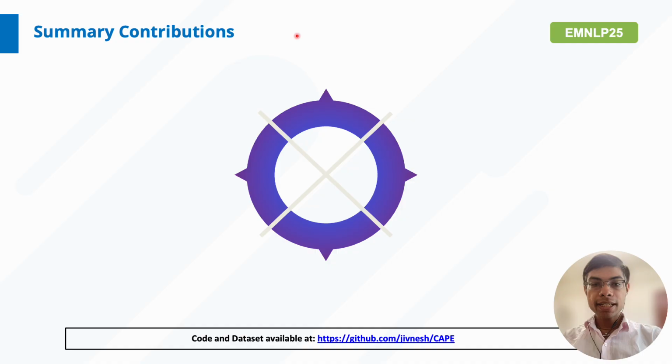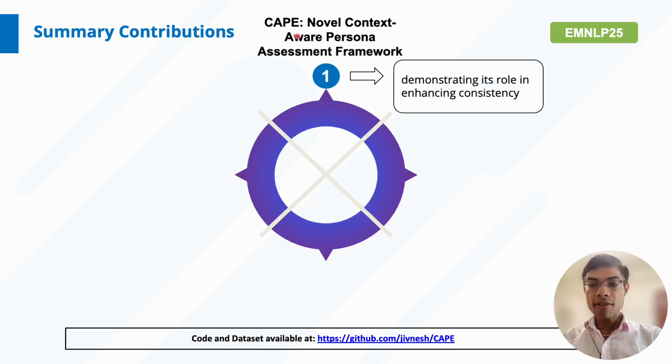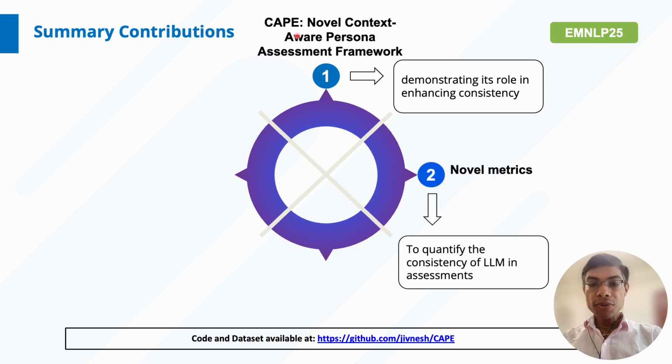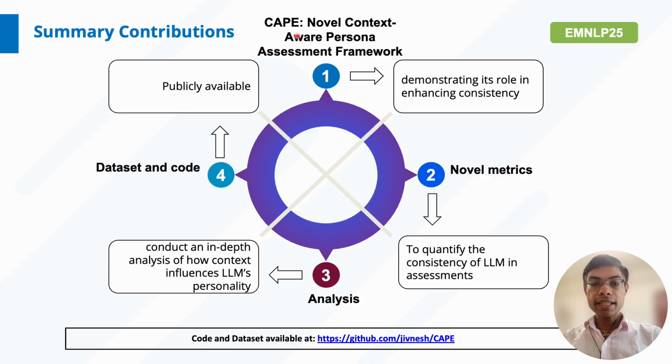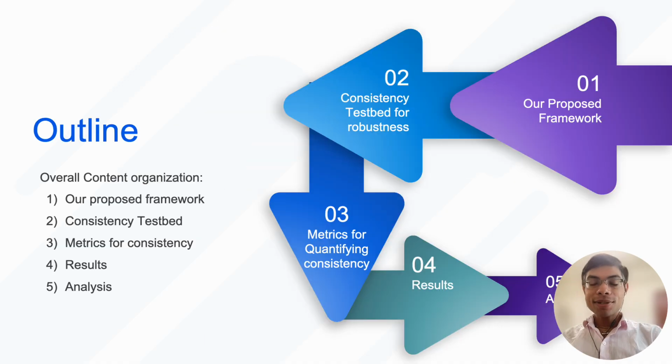Our key contributions are summarized as follows. We propose the first context-aware persona assessment framework, which demonstrates its role in enhancing response consistency. To quantify the effect of context, we propose two novel metrics, and we perform in-depth analysis on how context influences an LLM's personality, and our dataset and code are publicly available. The outline of the talk is as follows. First, I will introduce our proposed framework, followed by a consistency test bed for evaluating robustness of our framework, followed by metrics to evaluate this consistency, then results, and in-depth analysis.